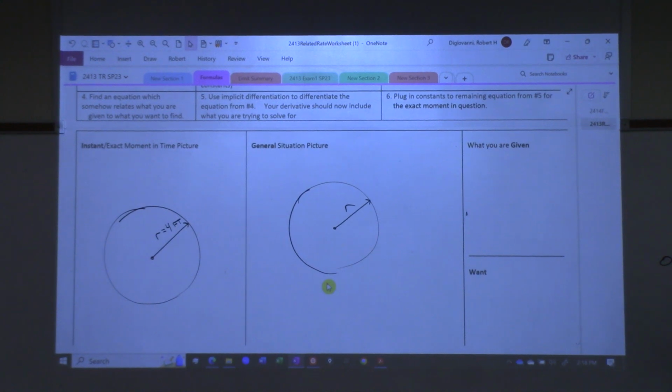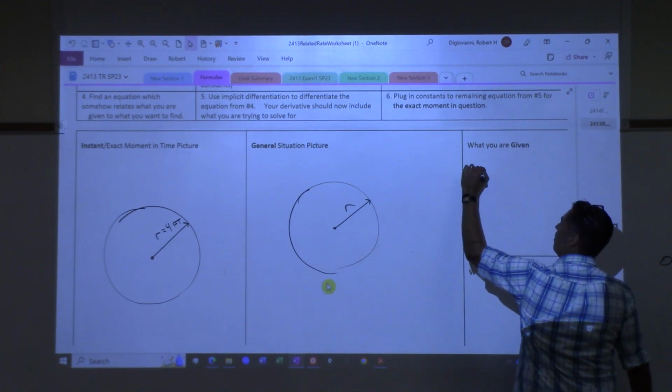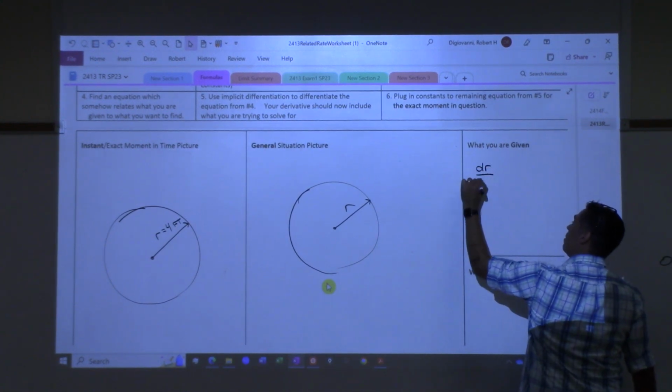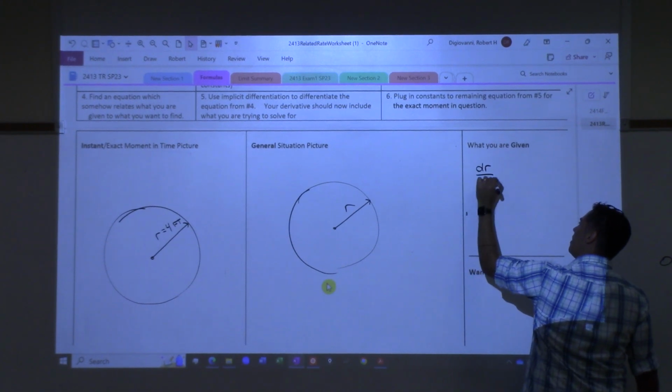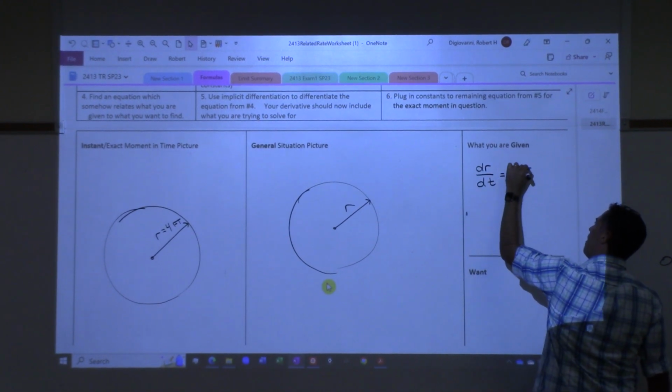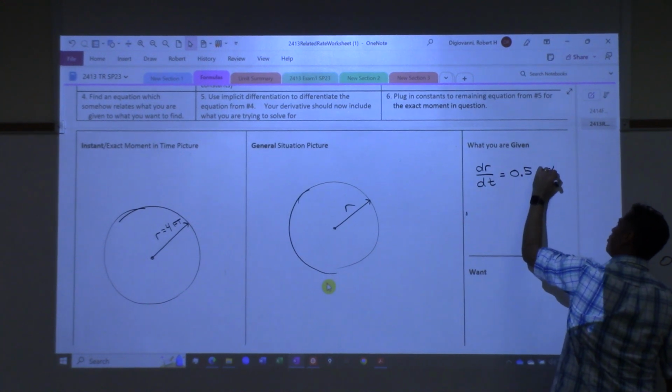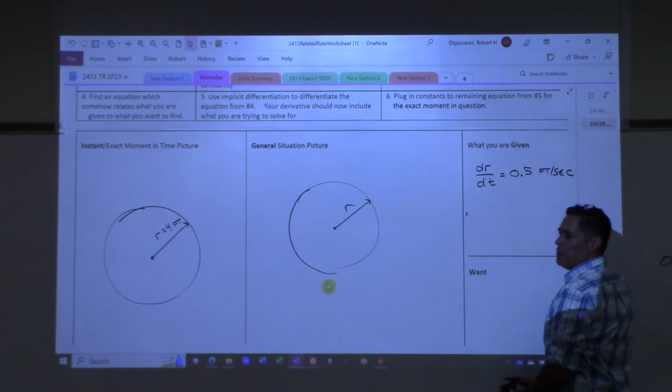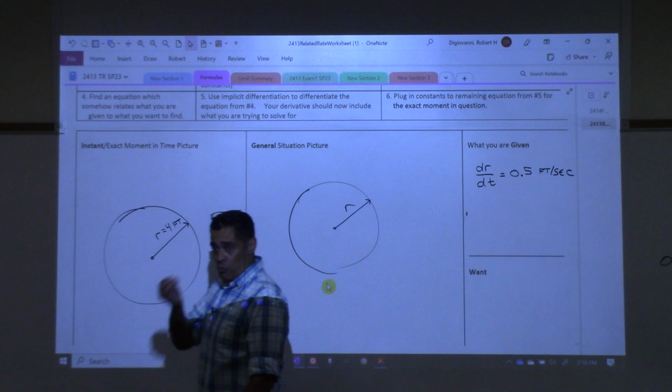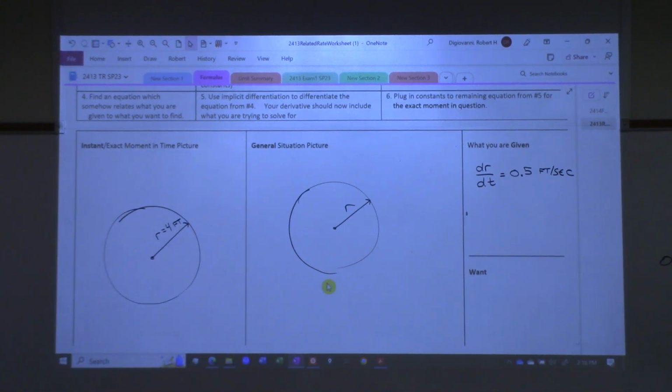Seconds. So couldn't I write that I'm given the rate of change of r with respect to t is 0.5 feet per second. It's critical that you understand that the given information is actually giving you a derivative. That is, the rate of change of the radius with respect to time is given to you.